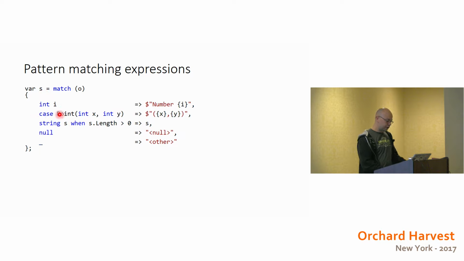The second one here, if it's a point, deconstruct it as its first and second coordinate and output a string that just has those two coordinates formatted as a string. Third case here, if it's a string that has a positive length, then just return that string. If it's null, return a string containing null. And if it's whatever, just return a string containing other. So what is an empty string going to return?